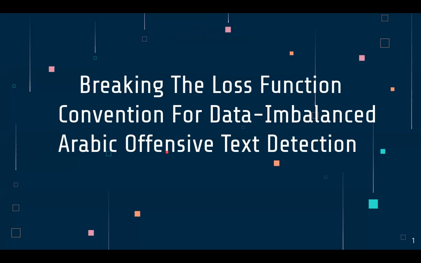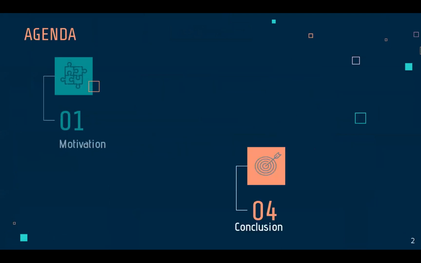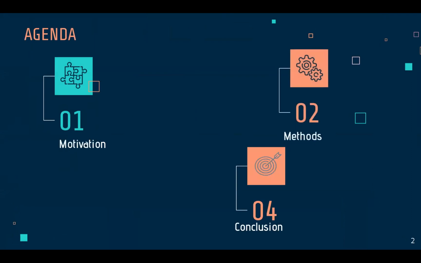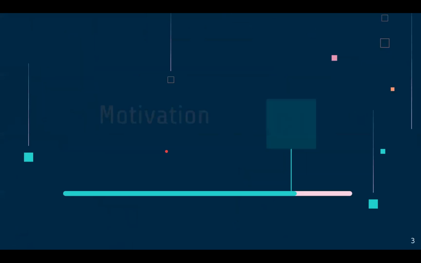Assalamu alaikum, hello everyone. My name is Ali Mustafa. I'm today presenting our paper entitled Breaking the Loss Function Convention for Data-Imbalanced Arabic Offensive Text Detection. Now we have our agenda. We will start by motivating our method, talking about essential components in our method, then giving a brief about results, and concluding with future directions for this method.